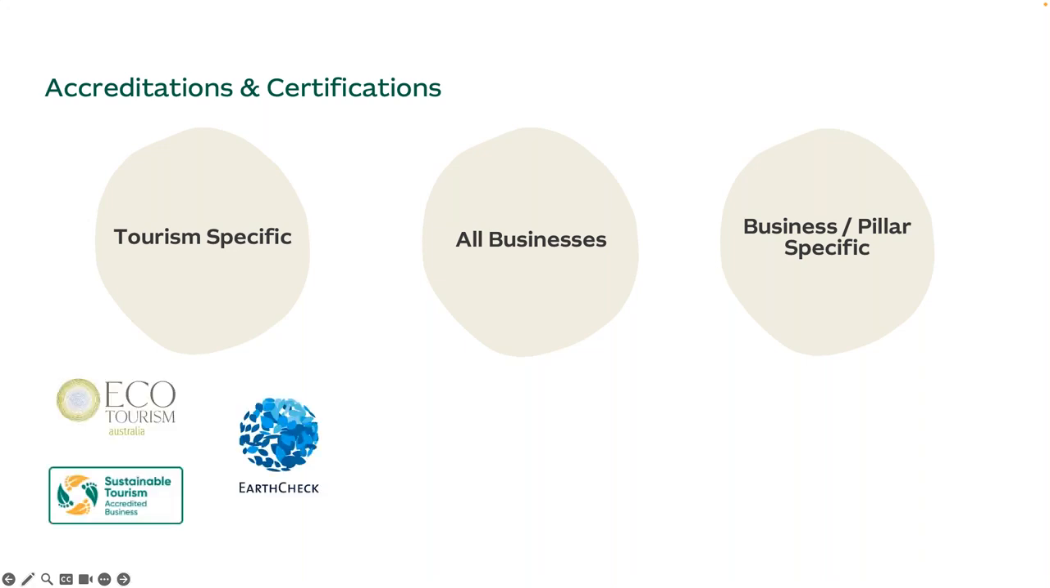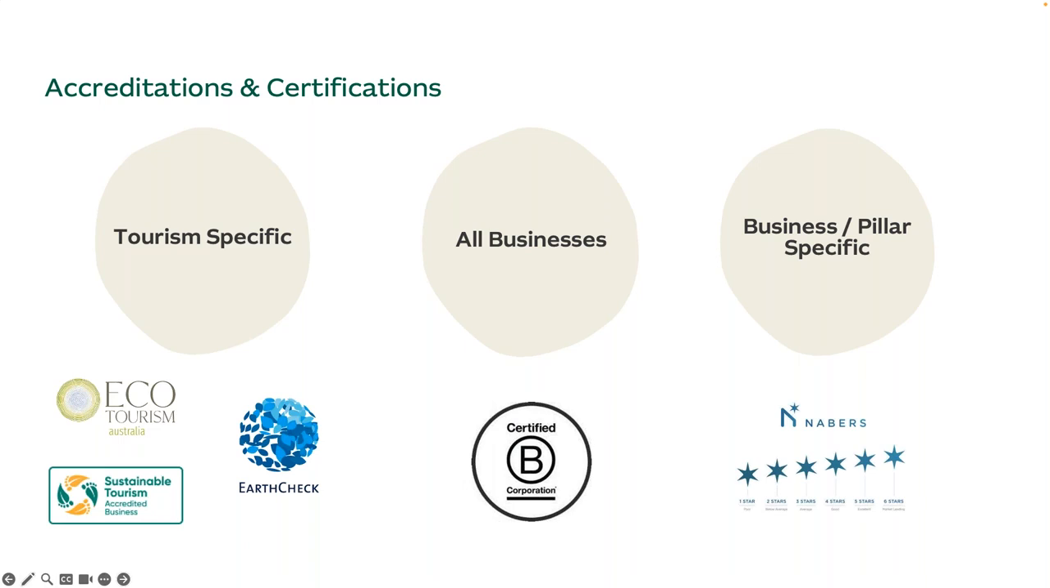So there's tourism specific ones, which I'm sure many of you would be familiar with. So Ecotourism Australia, becoming certified there. EarthCheck, which is a more international certification, and the Sustainable Tourism Accredited Business through the Quality Tourism Framework. There's then all business ones, such as becoming a certified B Corp. WAM, the business I own on the Mornington Peninsula, is a certified B Corp. And these are businesses across the world from all different industries, which are meeting some of the world's highest standards of environmental and social performance, accountability and transparency too. Again, can be a consideration to do. And then there's business or area specific ones as well, such as NABERS and the building efficiency of a building can be another consideration to get from there.